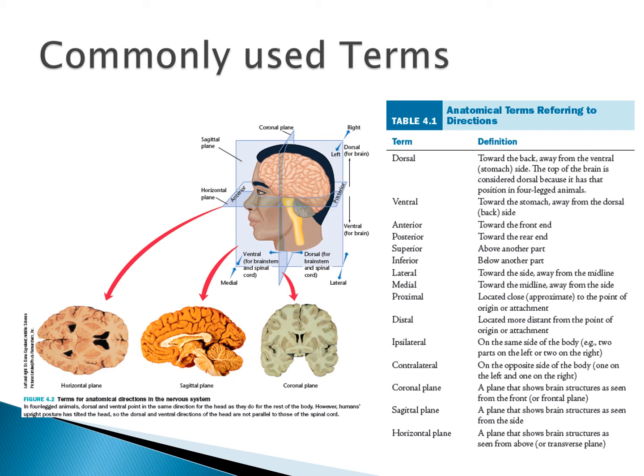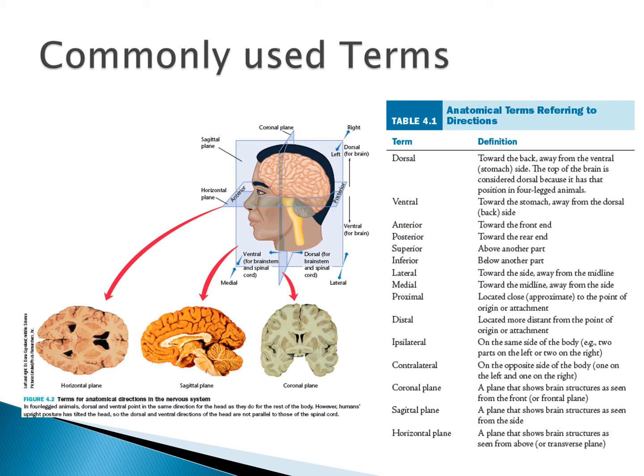Anterior, point towards the front. Posterior, point towards the back. Superior, I put my fist up. And inferior, I put another fist up below that. So this is really talking about structures with respect to each other. So superior is going to be above another part, and inferior is going to be below that other part.